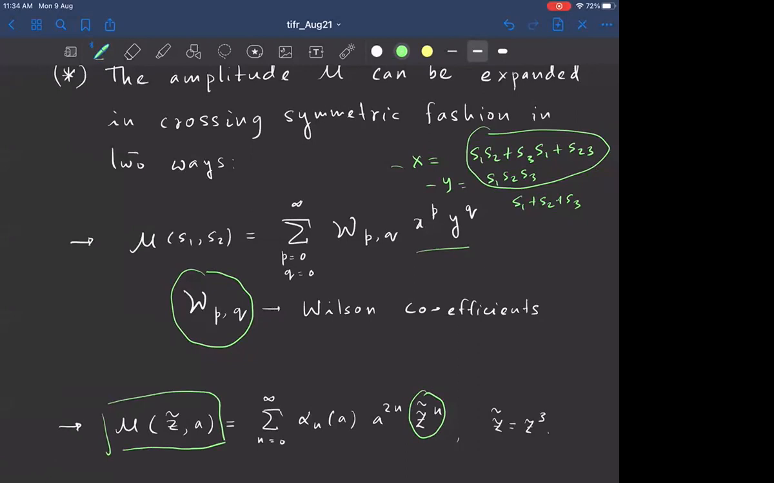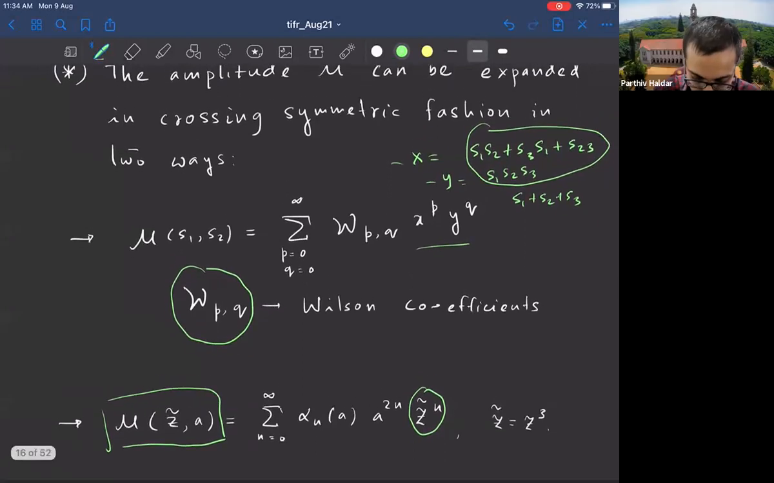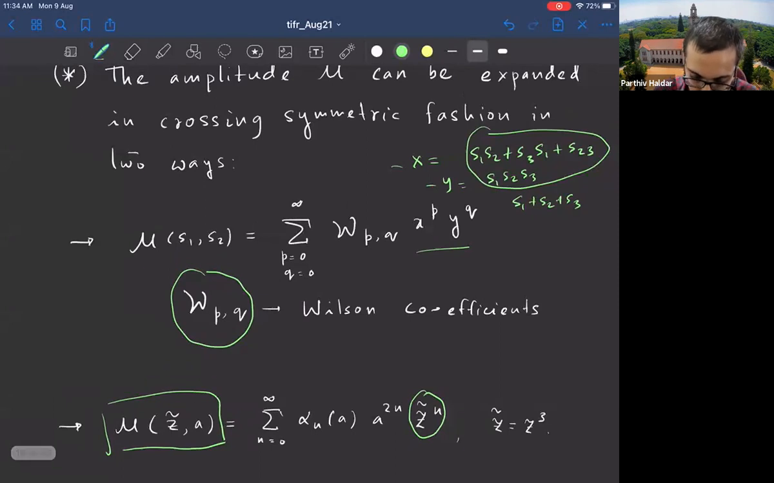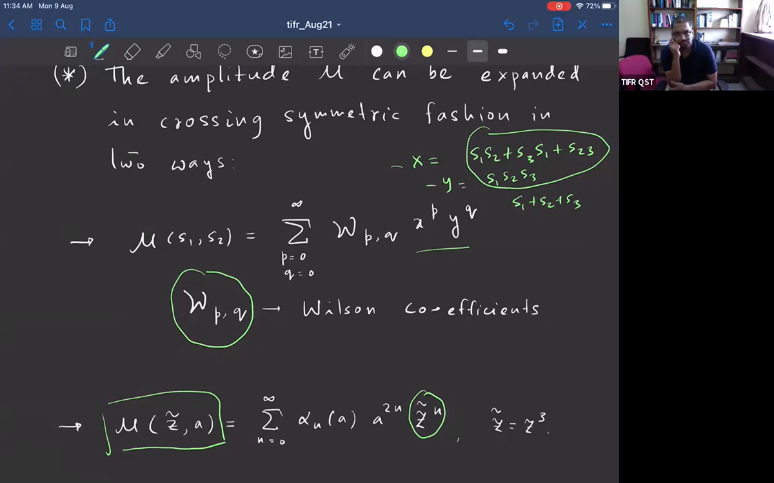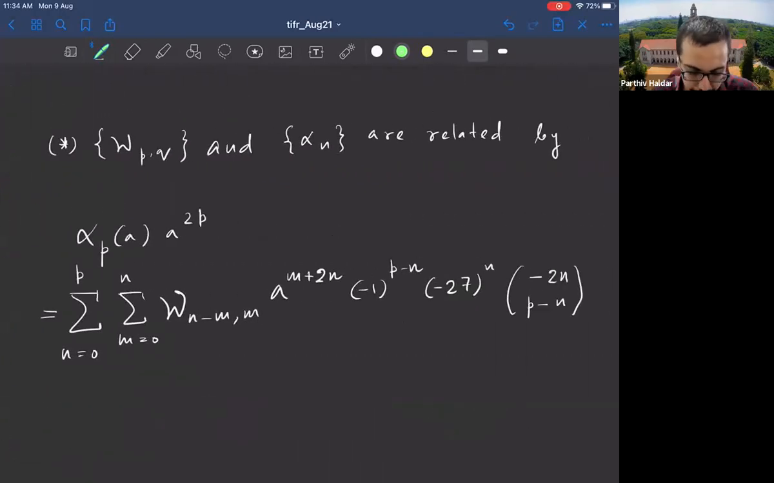Can you please show the explicit correspondence between these two series? Yes. So what you're asking is the relationship between this script W and alpha, right? Yes. That's what I'm showing next. So these can be related by this relationship. On this side you have alpha p a times a to the power 2p, and it's related to this as a linear sum over the Wilson coefficients.